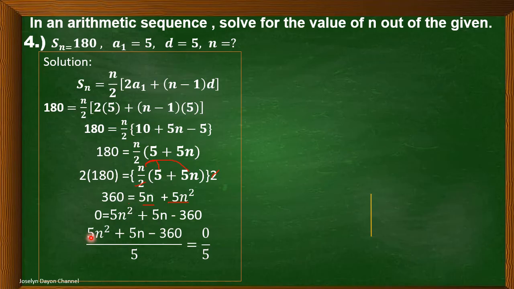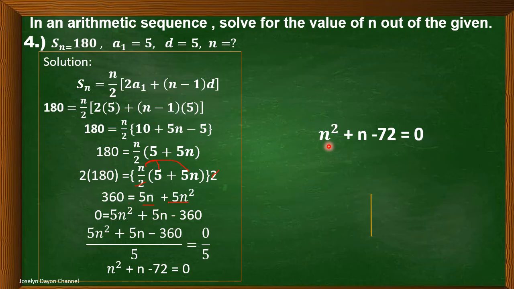So 5n squared divided by 5, the answer is n squared. 5n divided by 5, the answer is n. Negative 360 divided by 5, the answer is negative 72. And 0 divided by 5, of course, the answer is 0. Now we already have the quadratic equation in standard form, and now we have to solve for the value of n.